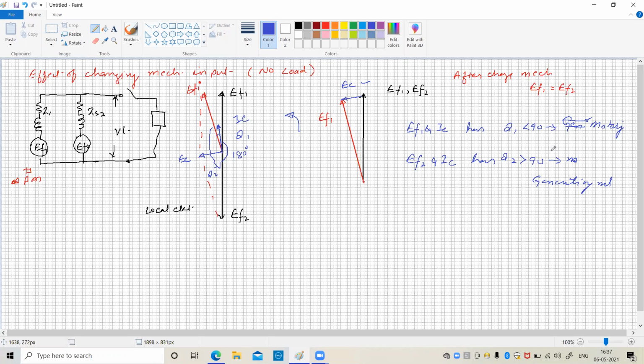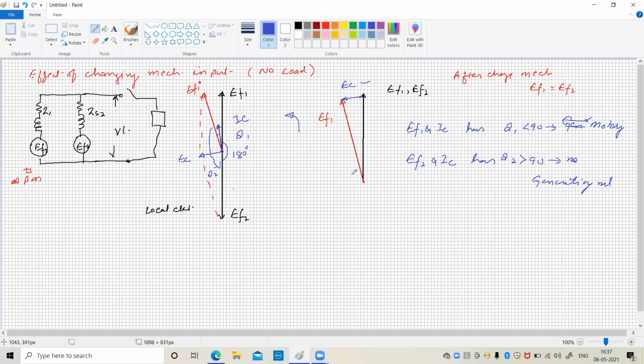Here, which generator's voltage is smaller? Yes, this voltage is smaller. So it is going to supply some of the load. So here one machine is acting as a motor and the second machine is acting as a generator, and the equivalent effect is that it tries to bring the accelerating machine back in such a way that the two machines again come into synchronism. So this is the effect of change in mechanical input under no load condition.